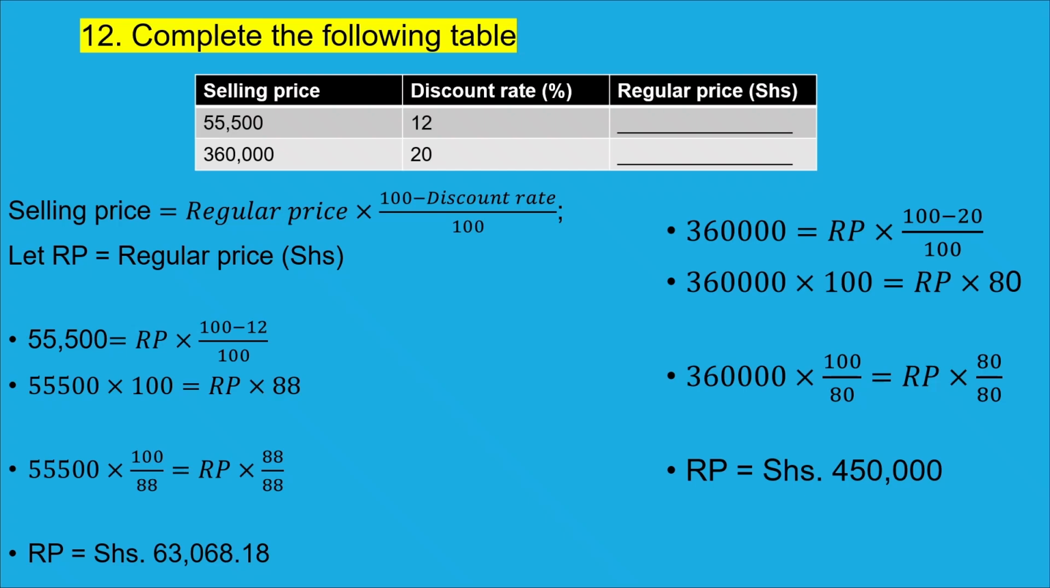Then let the RP equal the regular price because you don't know what it's equal to. Then substitute the values there, the selling price and the rate, and you arrive at 63,068.18 as the regular price for the first case. Then for the second case, substitute the 360,000 and the 20% as the rate. Then you simplify the equation and you have 450,000. Once again, how do you complete the table? Just insert the figures in there and the table is complete.